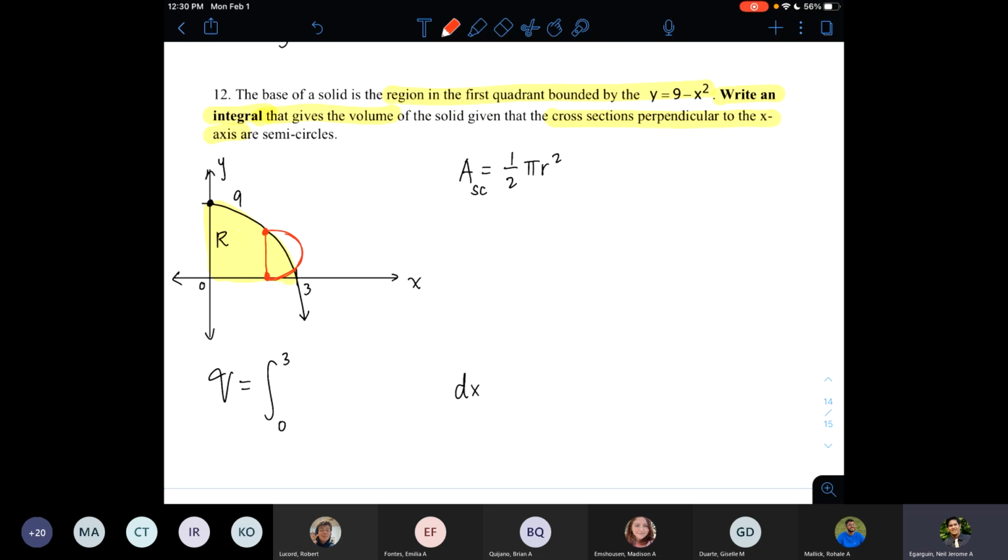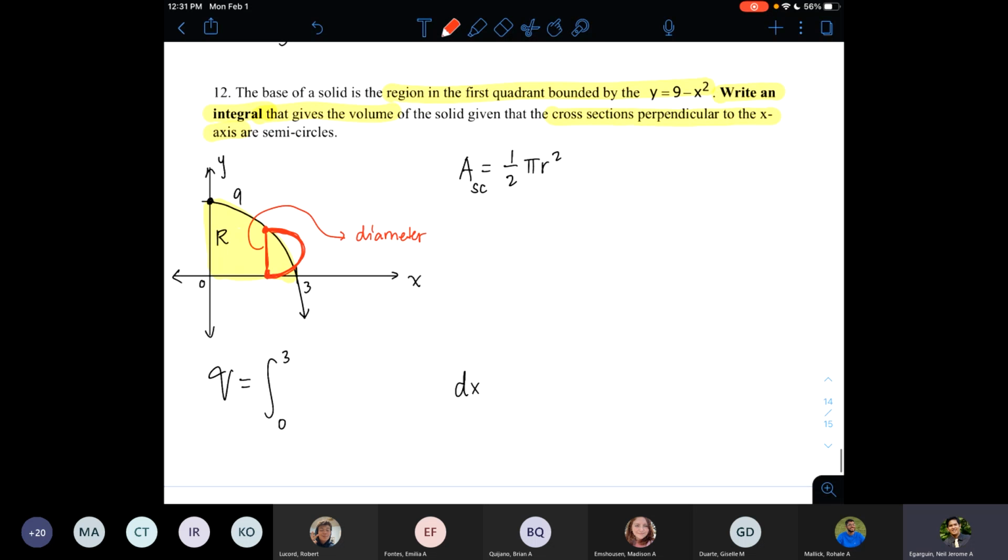Semicircles sticking out of the screen. So that's how our cross sections look. Okay. And now, how do we find the area? Well, if we look at this rough sketch here, the length of the strip tells us the diameter of the semicircle, right? And the diameter is basically the height of our vertical strip.